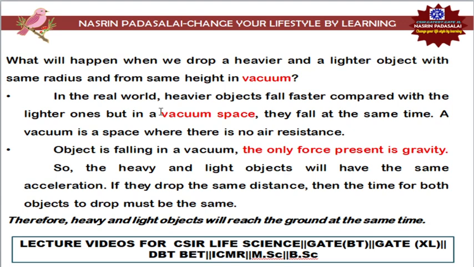For an object falling in a vacuum, the only force present is gravitational force. So heavier and lighter objects will have the same acceleration. So if you drop both of them from the same distance, then the time for both objects to reach the ground will be the same. Therefore, the heavier object and lighter object will reach the ground at the same time.